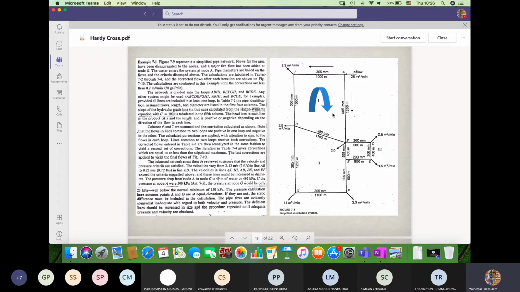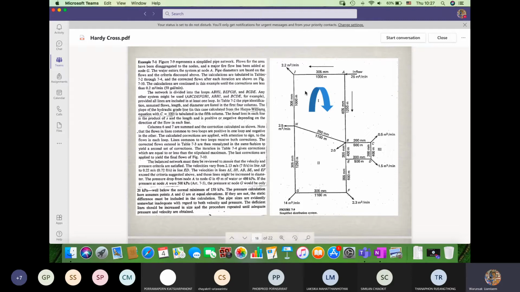Basically, according to this figure, you will see three loops. This is loop number one, this one is loop number two, and the last one is loop number three. Each loop has pipes connected. AI, AB, IH, BH for loop 1. For loop 2, there are several pipes: HB, BE, EF, FG, and the last one is GH. So loop 2 consists of 5 pipes, and loop 3 consists of only 4 pipes, like this.